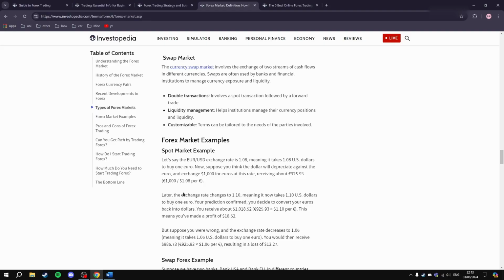Double transaction involves a spot transaction followed by a forward trade. Liquidity management helps institutions manage their currency positions and liquidity. Customizable: terms can be tailored to the needs of the parties involved. So a spot trade and then a forward trade.